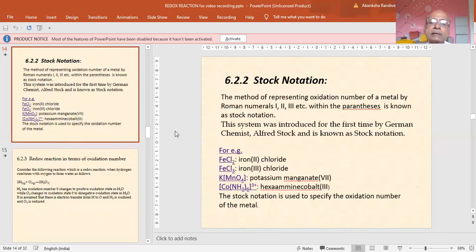That is represented in a bracket, and accordingly the stock notation is written. Okay, now with these examples we have studied the stock notations. That is FeCl2, FeCl3, KMnO4, and the hexaamminecobalt 3+ ion. We have studied the stock notation.